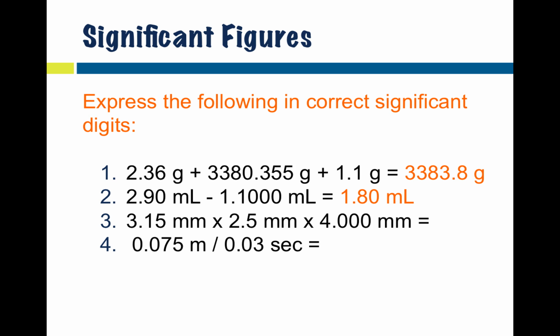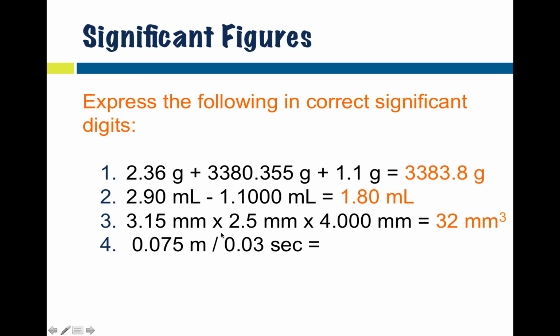In number 3, this is a multiplication problem, so I'm looking at fewest number of significant figures. I've got 3 sig figs, I've got 2 sig figs, and I've got 4 sig figs. So when I multiply this together, I get 31.5. Well, my answer should be limited to 2 sig figs, so I'm going to have to round this to 2 sig figs, and I get 32 millimeters cubed. Don't forget your units, very important.